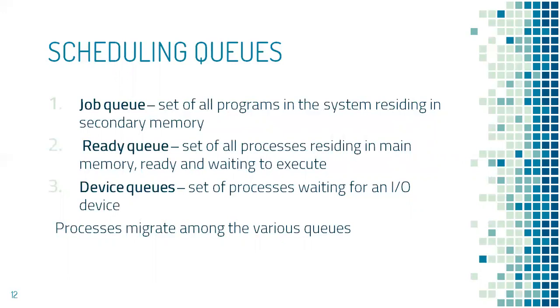So 3 queues: job queue, ready queue and device queue. These are the 3 main queues which are used for scheduling purposes.